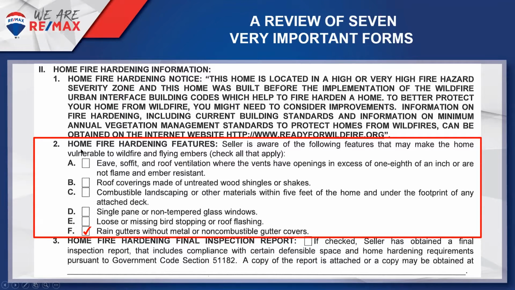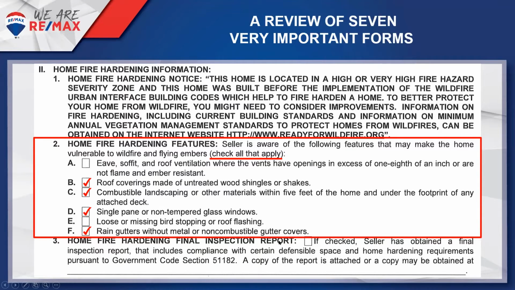So those are the questions that the sellers must tell buyers if they're aware of these things. Now, like I said before, check all that apply. So you could have a form where a seller might have several boxes checked because, I do have single pane windows.